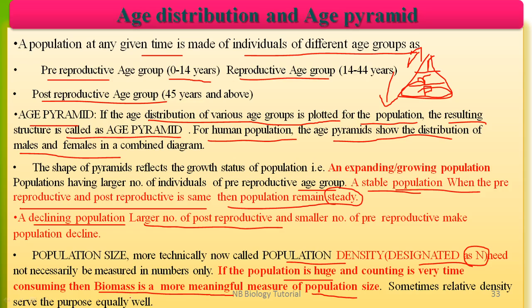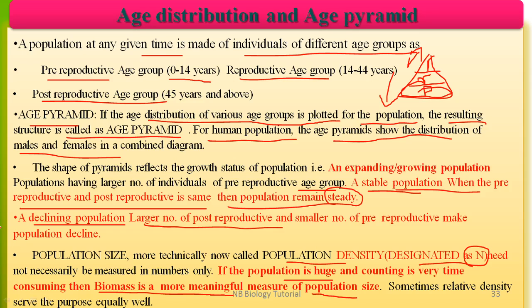As the next phenomenon, we see the population size, which is designated by the letter N. Let's see an example. In an area, if there are millions of termites or ants but only a few animals which feed on them, stating that the population density of these predators is very low will be misleading. In such a case, biomass is a more meaningful measure.